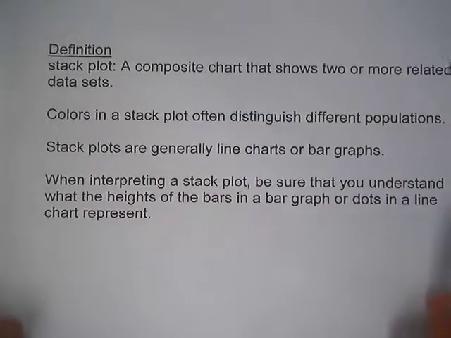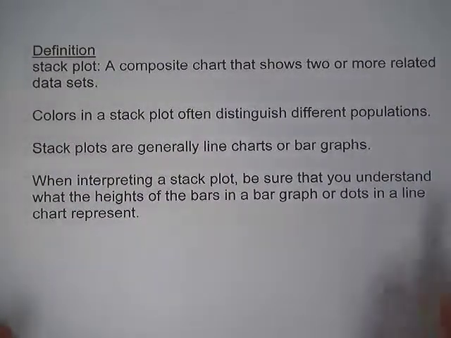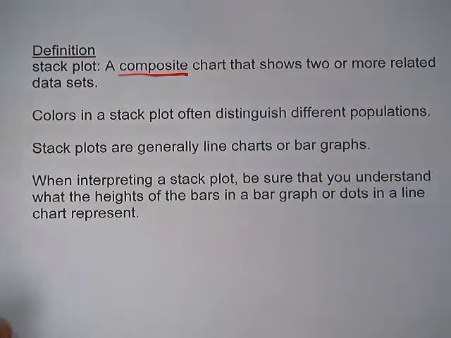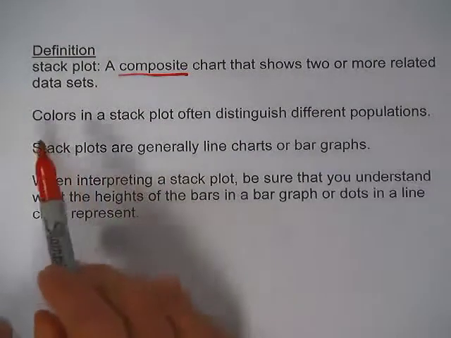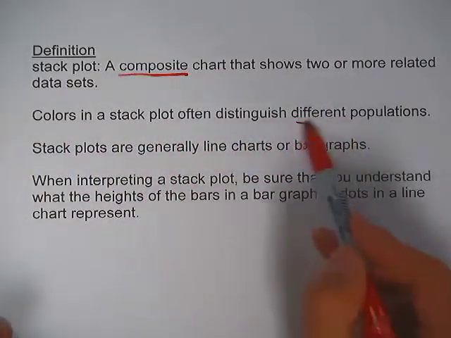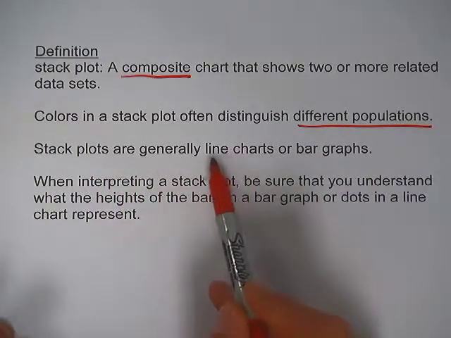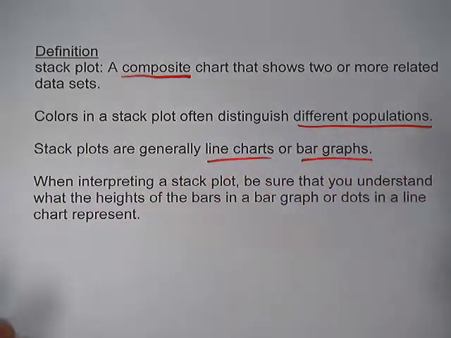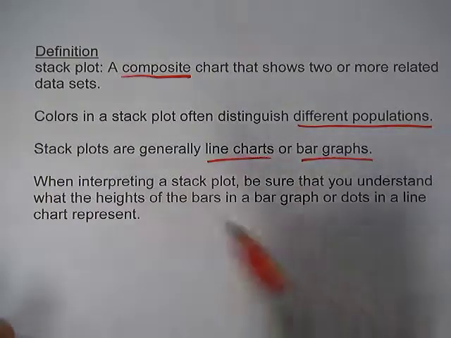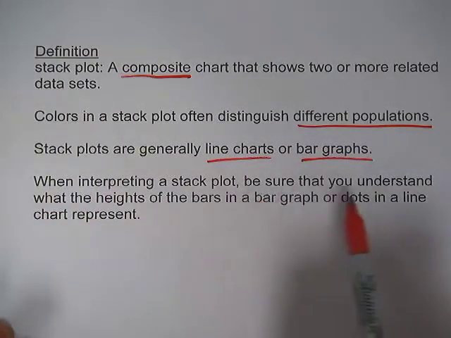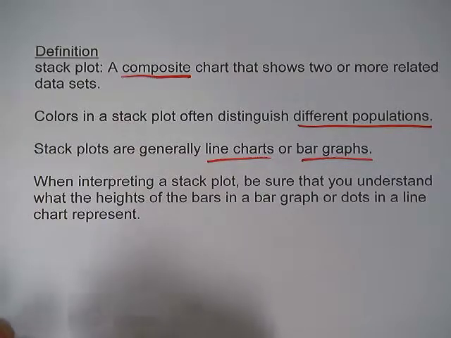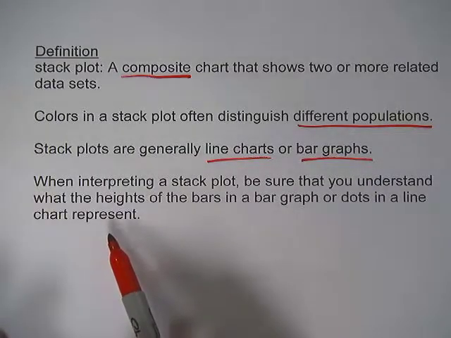Okay, so now to formally define it, a stack plot is a composite chart that shows 2 or more related data sets. Colors in a stack plot often distinguish different populations. Stack plots are generally line charts or bar graphs. The one we looked at was a line chart. And when interpreting a stack plot, be sure that you understand what the heights of the bars in a bar graph or the dots in a line graph represent. So make sure you understand what those heights represent.